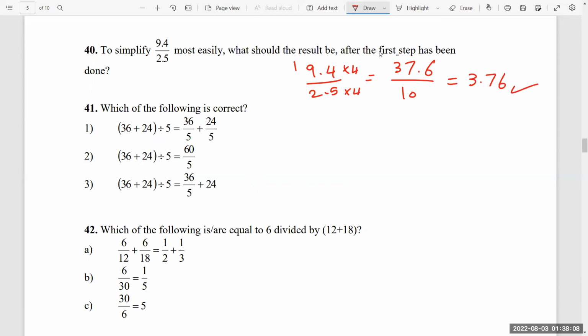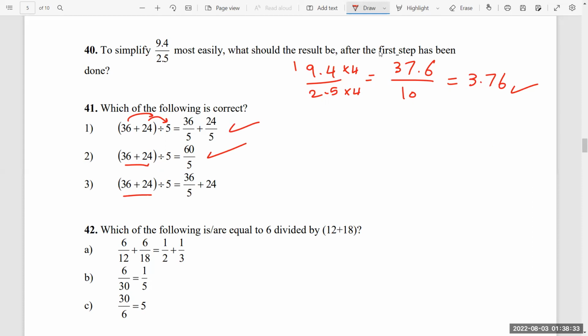Which of the following is correct? Number 41. 36 plus 24, all divided by 5. So each one is divided by 5? Yes, it's true. The sum divided by 5 means you can add first. Why not? 6 plus 4. Yeah, it's correct.